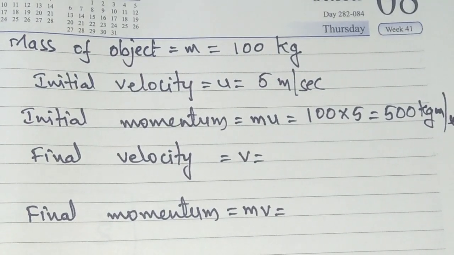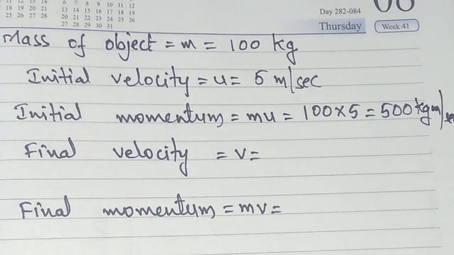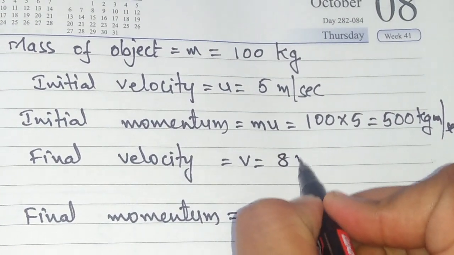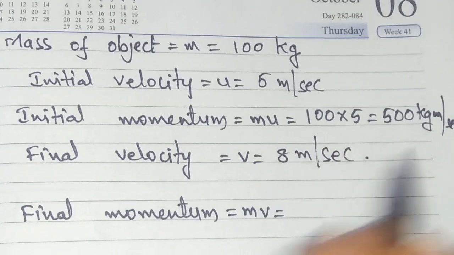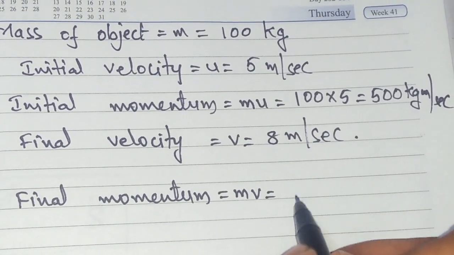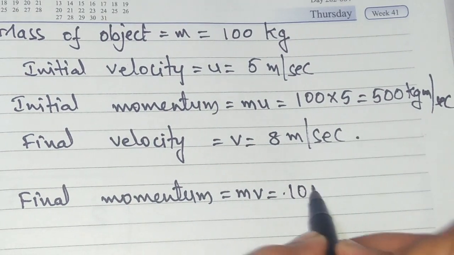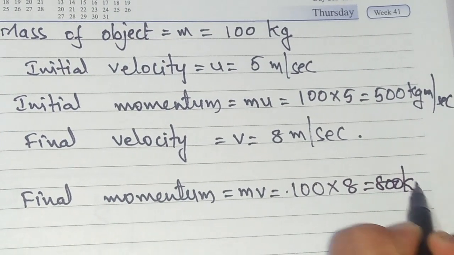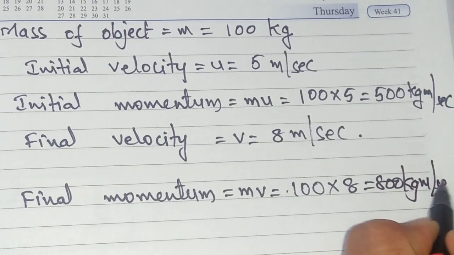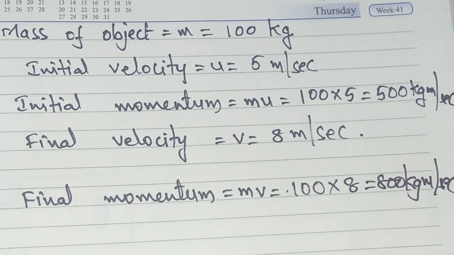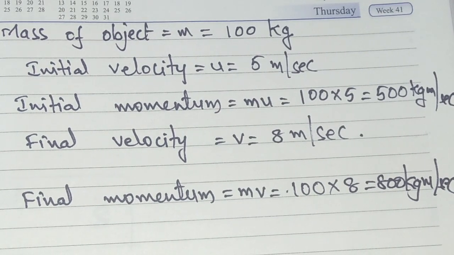Then coming to final velocity. Anyway, the mass is the same, the same object, no? The final velocity value here is given as 8 meters per second. Now we'll find out the final momentum from this value, m into v. What is the m value? 100. What is the v value? 8. We are going to get 800 kilogram meter per second. Now we got the final momentum and initial momentum.